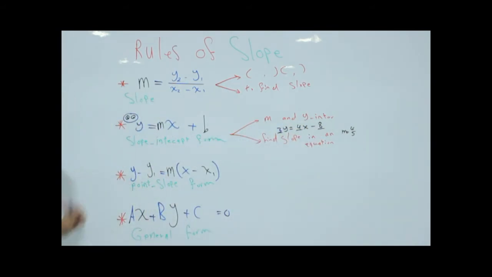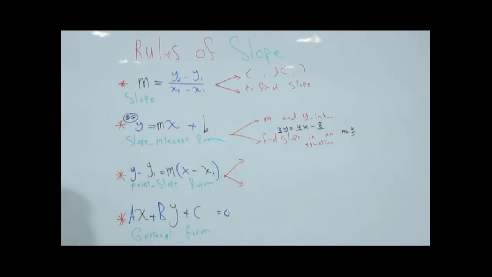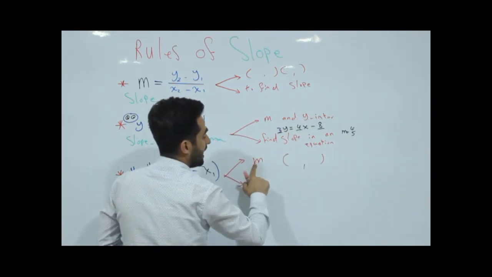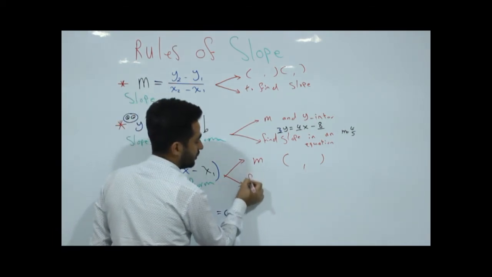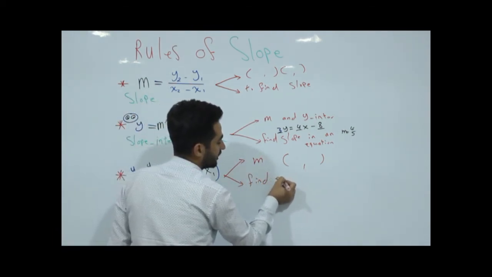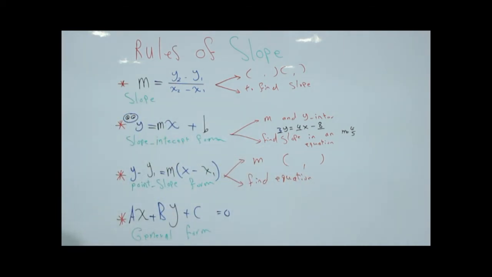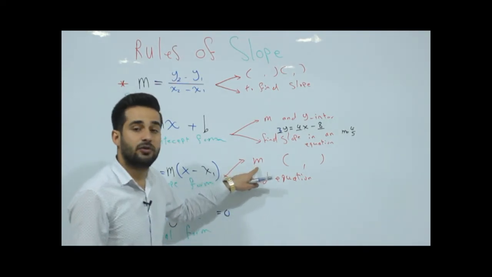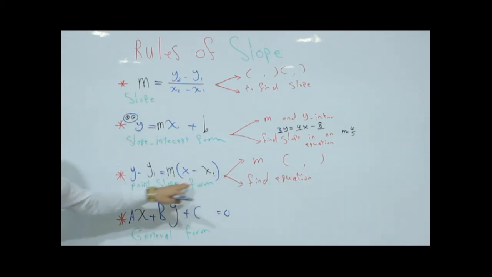Okay, now let's go to the second one. Where should we use it here? If we have a slope and a point, not the y-intercept, a slope and a point, we can find the equation. Or if they ask you to find the equation of a line that has a slope of, let's say, 8 and passes through a point, you can use this form.